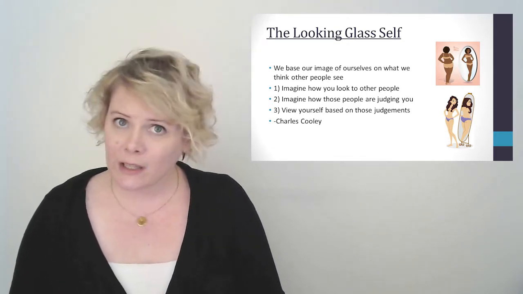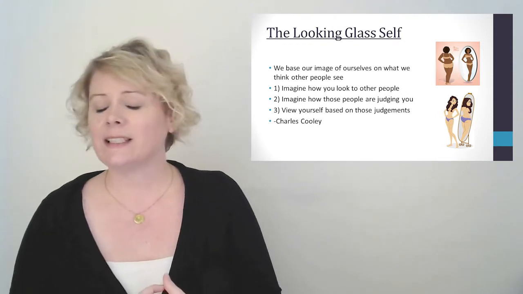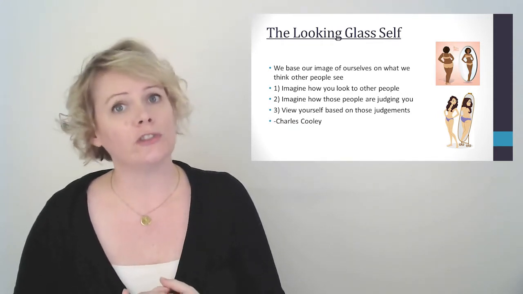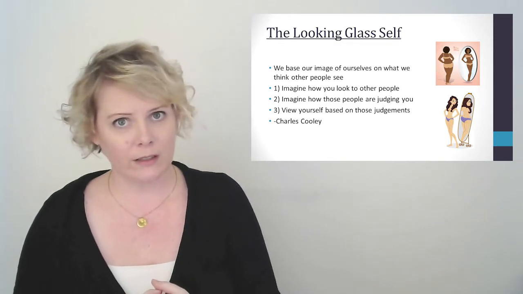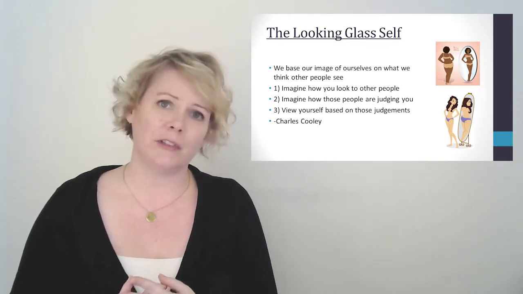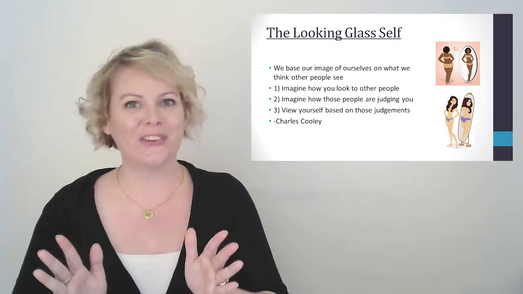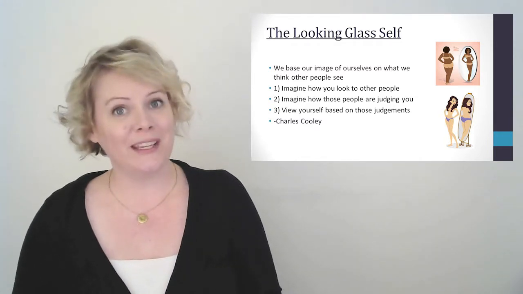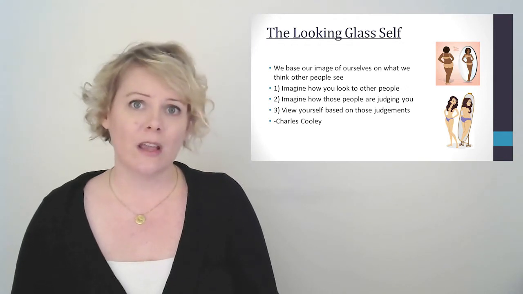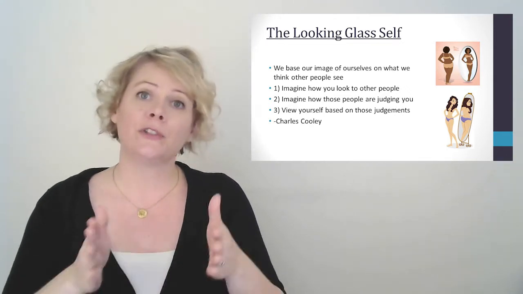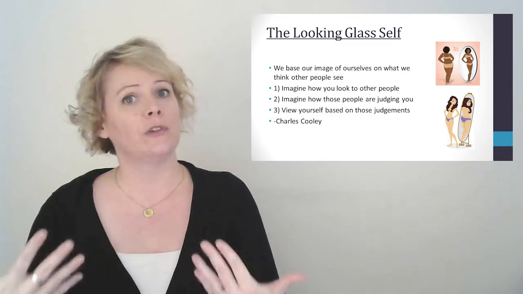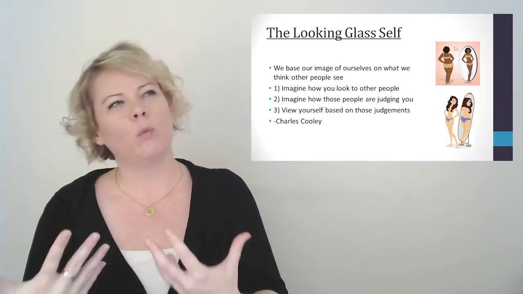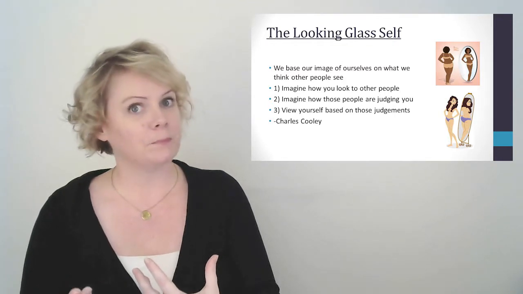So imagining how we look to other people can be super tricky. The next part is imagining that those people are judging you based on what you think they're seeing. All of us do this every time we go out in public, unless you have a great, healthy self-image, in which case. But imagining what other people are thinking when they look at you is a crucial part of this. Because in part, that means that you understand the norms. You understand what you're supposed to be looking like and what you're supposed to be behaving like. And you understand what those people might be expecting out of you.